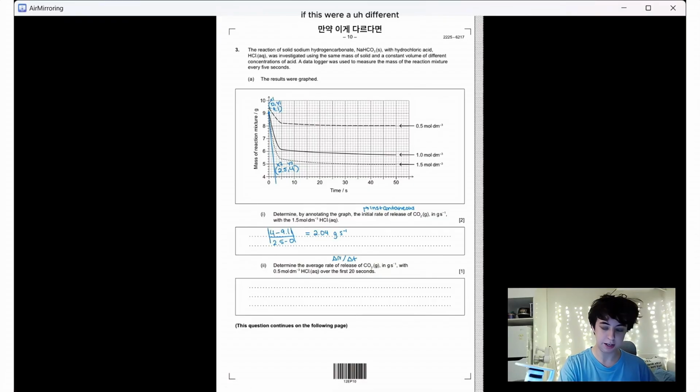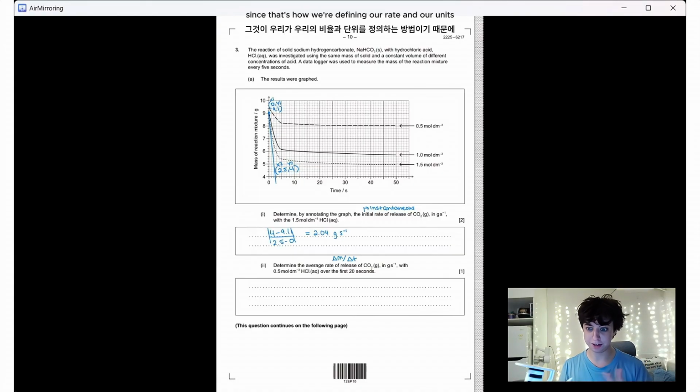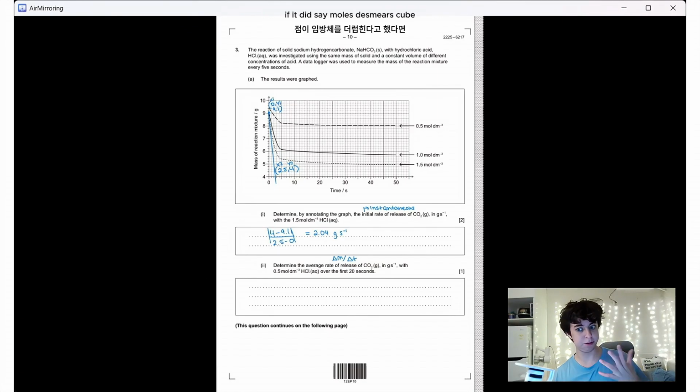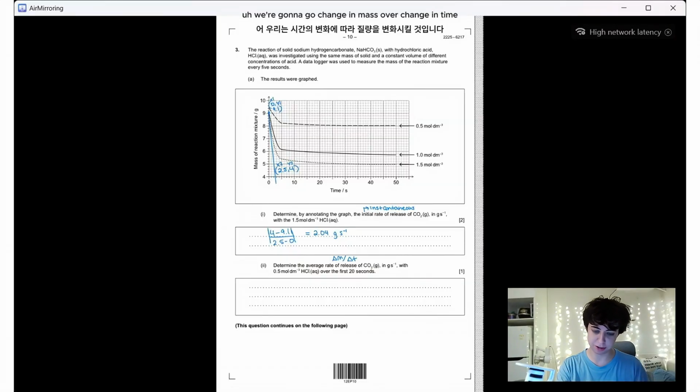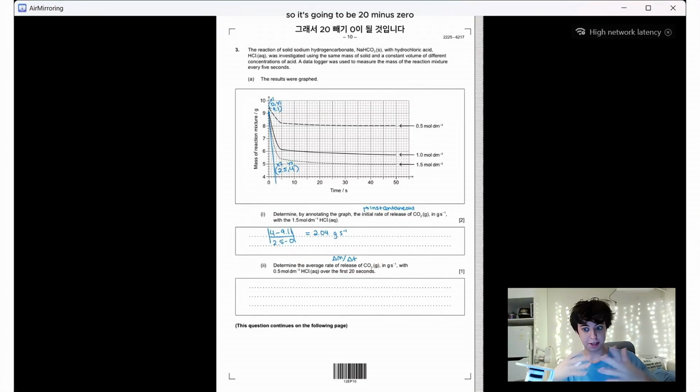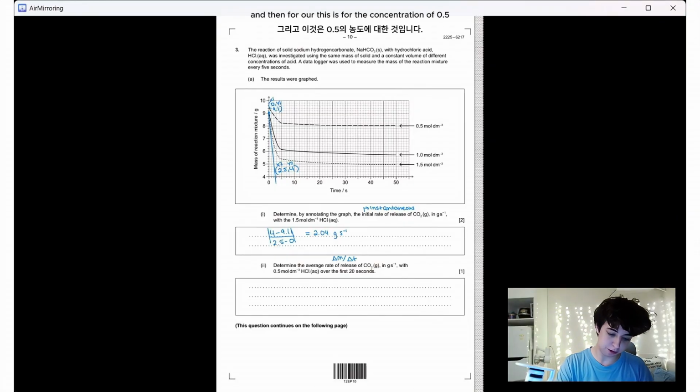Since that's how we're defining our rate and our units, we don't have to convert it to concentration. If it did say moles decimeters cubed, we would need to go from grams of carbon dioxide to moles per decimeters cubed, but we don't even have that data. So anyways, we're going to go change in mass over change in time. This is for the first 20 seconds, so it's going to be 20 minus 0. And this is for the concentration of 0.5.